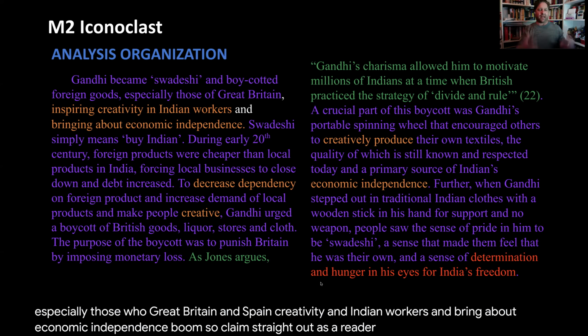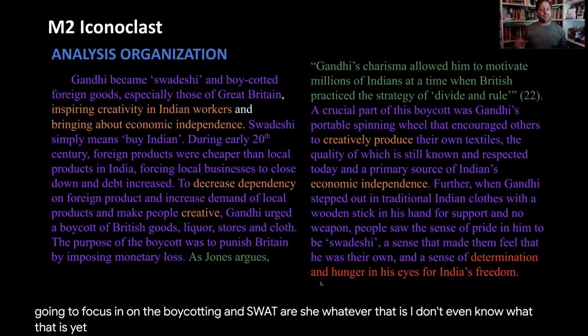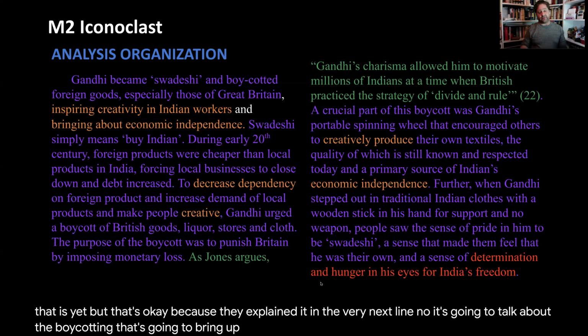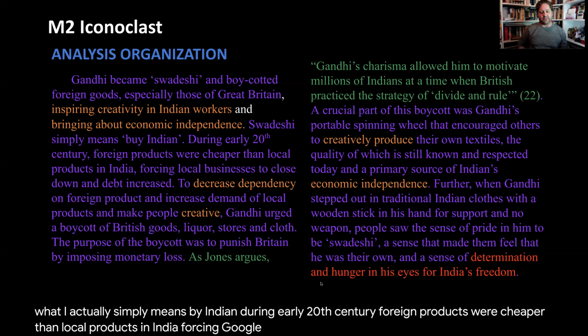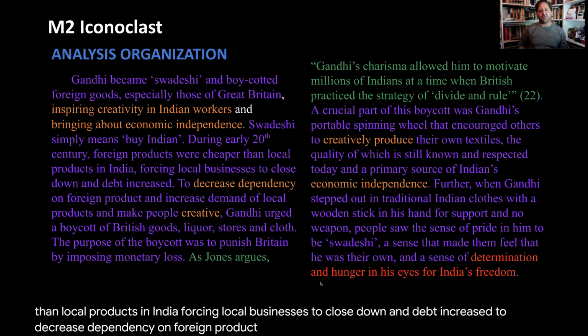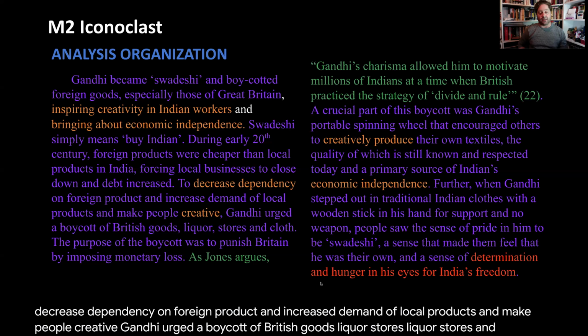As a reader, I know exactly what they're going to focus in on, the boycotting and Swadeshi, whatever that is. I don't even know what that is yet, but that's okay because they explain it in the very next line. But I know it's going to talk about the boycotting and it's going to bring up notions about creativity and economic independence. So Swadeshi simply means buy Indian. During the early 20th century, foreign products were cheaper than local products in India, forcing local businesses to close down and debt increased. To decrease dependency on foreign products, increase demand for local products, and make people creative, Gandhi urged a boycott of British goods, liquor stores, and cloth.